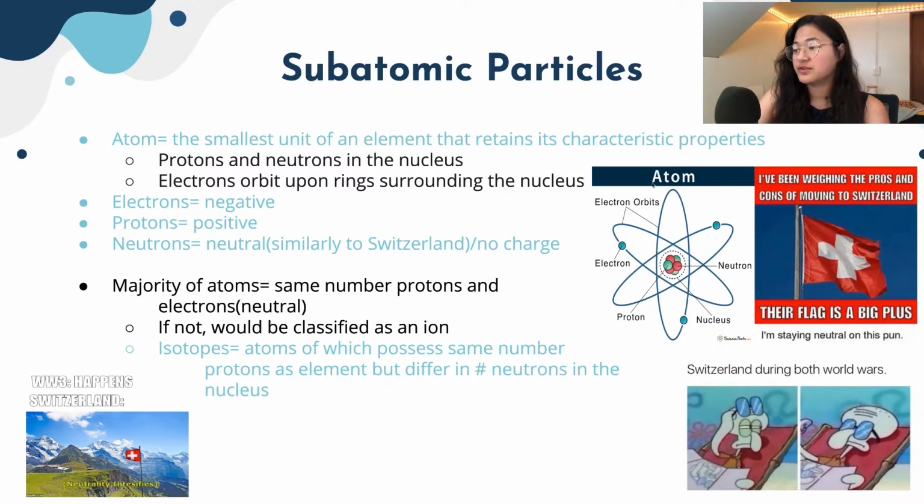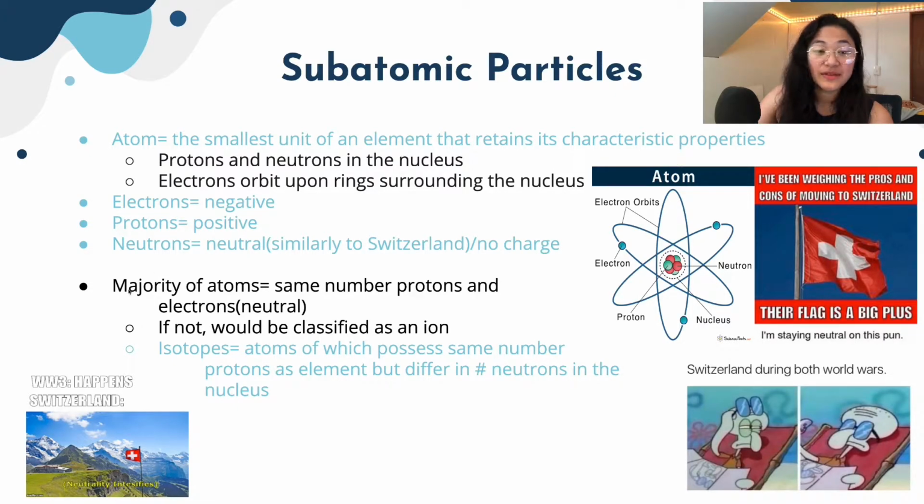Here we have a beautiful drawing of an atom with the rings and the electron and the neutron and the nucleus. So electrons have a negative charge, protons have a positive charge, and neutrons are neutral, like Switzerland. They don't have a charge.